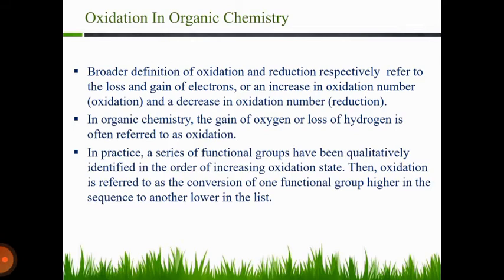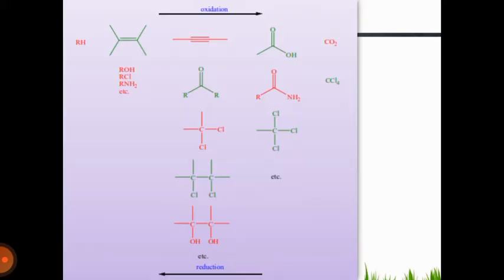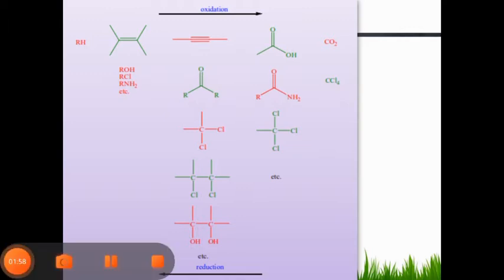In practice, a series of functional groups have been qualitatively identified in the order of increasing oxidation state. Oxidation is then referred to as the conversion of one functional group higher in the sequence to another lower in the list. So, the list is this. Conversions within the same functional group are neither oxidation nor reduction. You could see here, if you move from left-hand side to right-hand side, that is nothing but oxidation.